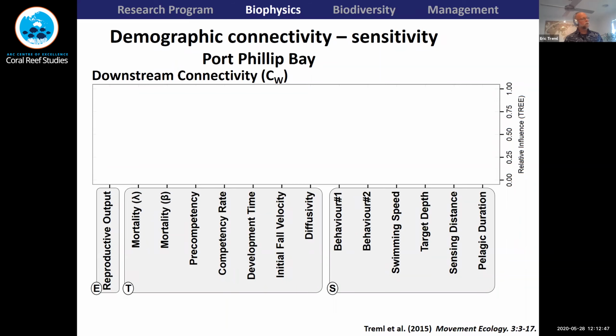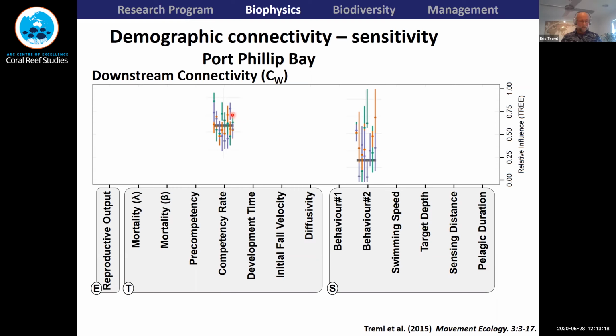So I've pulled apart the three different phases of dispersal along the x-axis: spawning, transport, and settlement, each with a suite of biological parameters. And then on the y-axis, I'm plotting the relative influence of individual parameters. So some of the outcomes might look like this, where you have a cluster of lines on a map and a bar showing the overall mean influence.